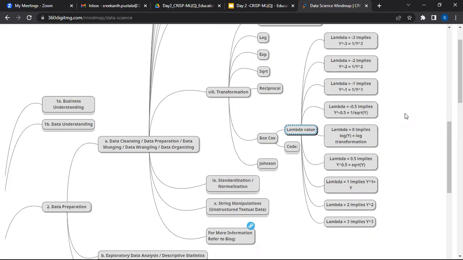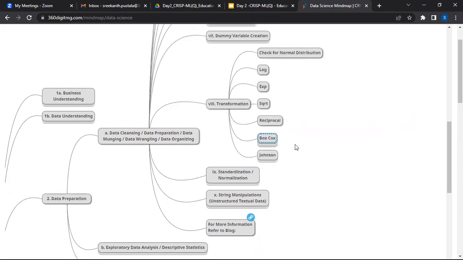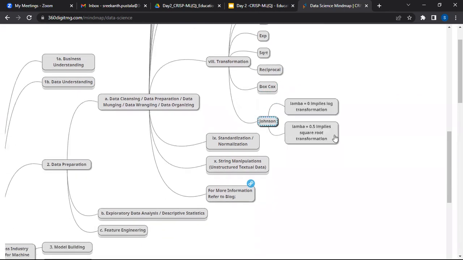So how do you apply the log value? In the same way, we are going to apply the lambda value. When lambda is equal to 0, it implies log transformation, and lambda equal to 0.5 implies square root transformation.